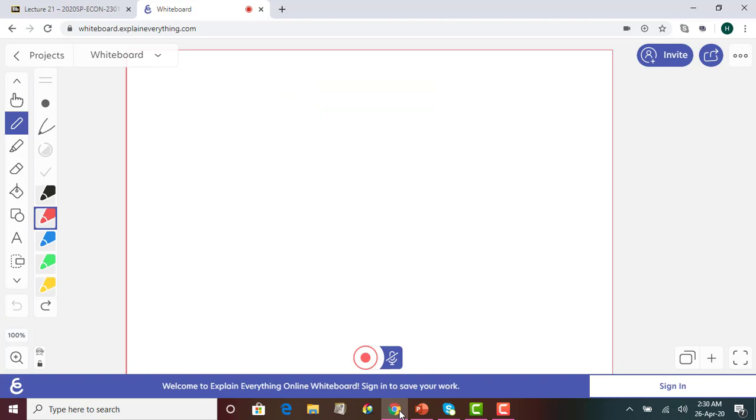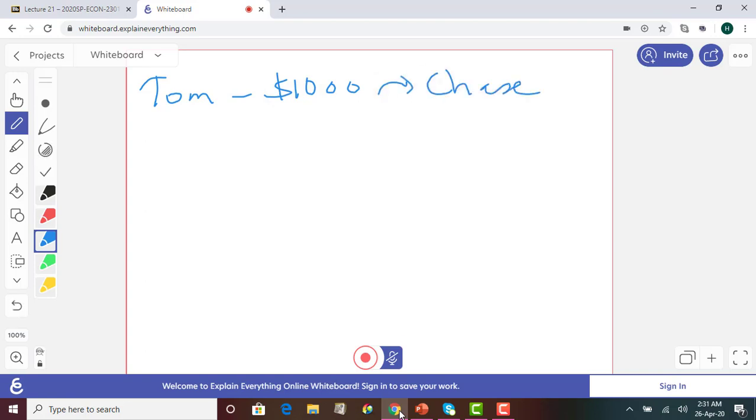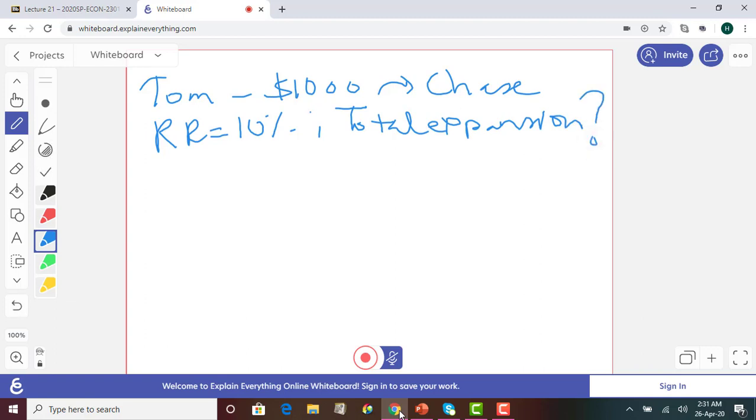Okay, so let's say Tom deposits $1,000 in Chase Bank, and the required reserve in that bank is 10%. Now, because of this, what is the total expansion of money supply? By how much will the money supply go up? That's my question.